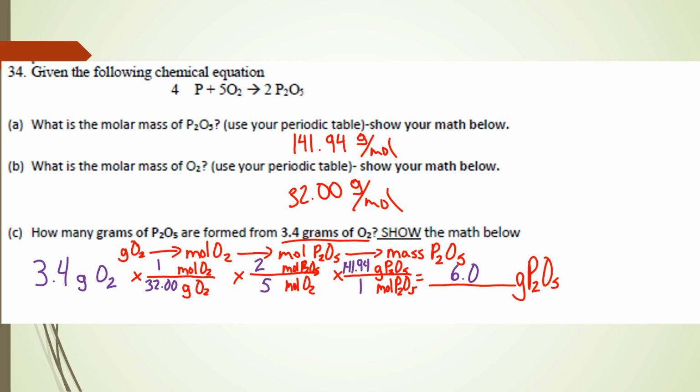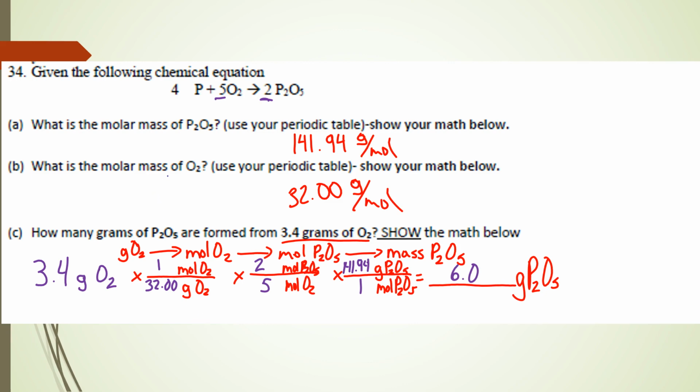6.0. Two moles of P2O5 for every 5 moles of O2. It can be any two things. So with stoichiometry, I can compare any two things in there.